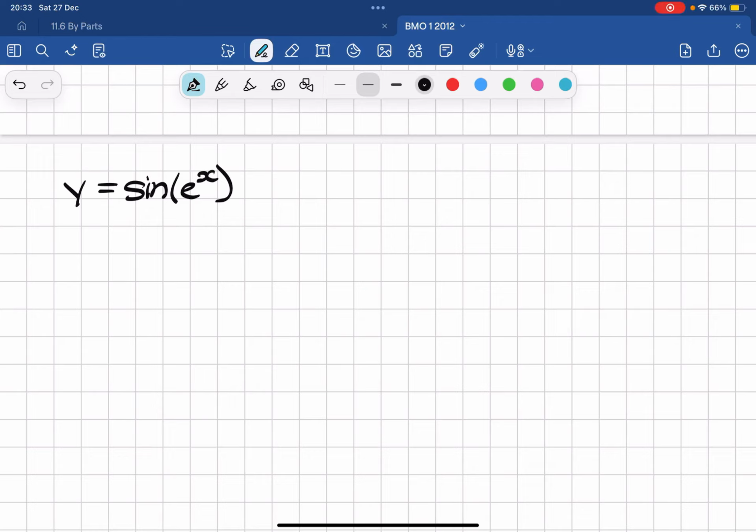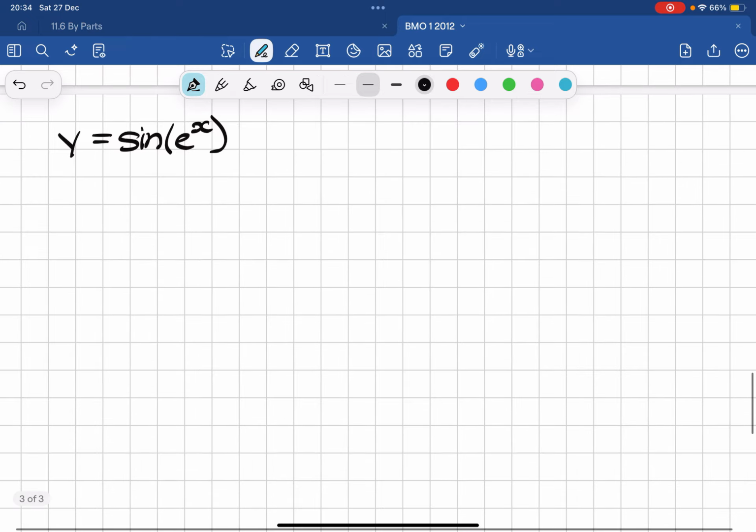Today we've got yet another graph sketch. The graph sketch reads the following: y equals sine of e to the x. So let's start.